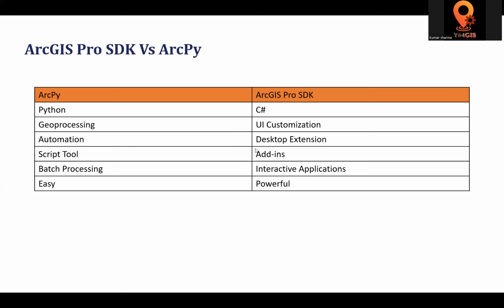Batch processing we can develop using Python, and the ArcGIS Pro .NET SDK gives you the option to interact with the application. ArcPy is easy, but the ArcGIS Pro .NET SDK is powerful. Now here, if you know both, the .NET SDK and Python, then you can do wonders.